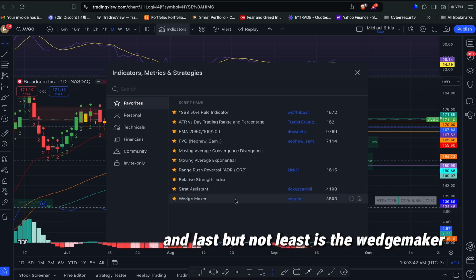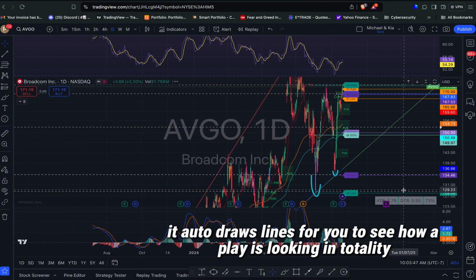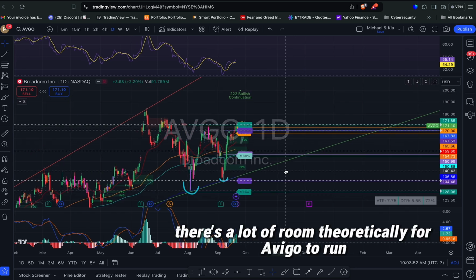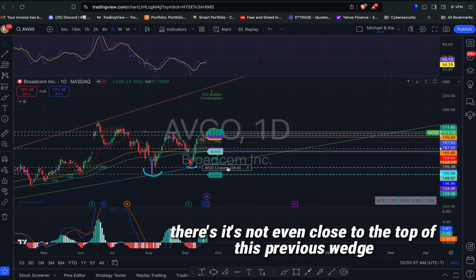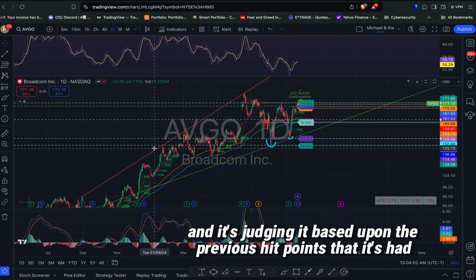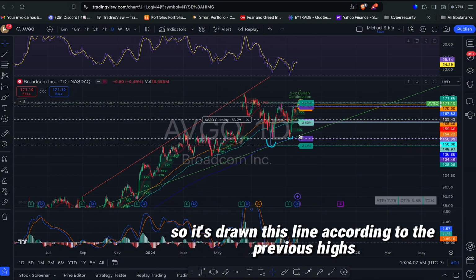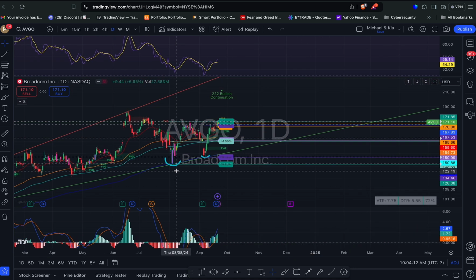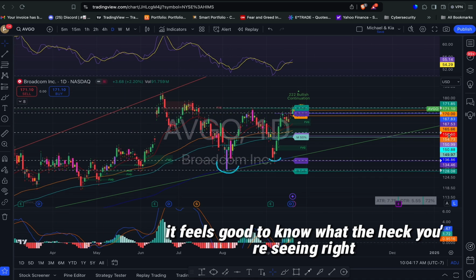And last but not least is the Wedge Maker, probably my favorite one. It auto draws lines for you to see how a play is looking in totality. And as you can see, there's a lot of room theoretically for AVGO to run. It's not even close to the top of this previous wedge, and it's judging it based upon the previous hit points that it's had. Boom, right here. Boom, right here. Boom, right here. So it's drawn this line according to the previous highs, and then also drawn the lows according to the previous lows. Boom, right here. Boom, right here, which is, like I said, a double bottom. Man, it feels good to know what the heck you're seeing, right?